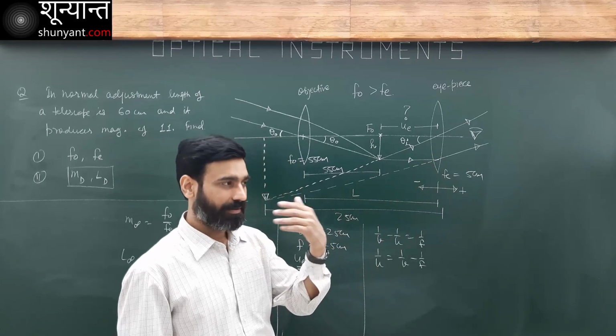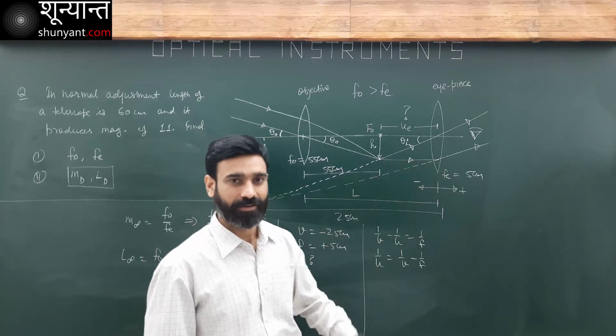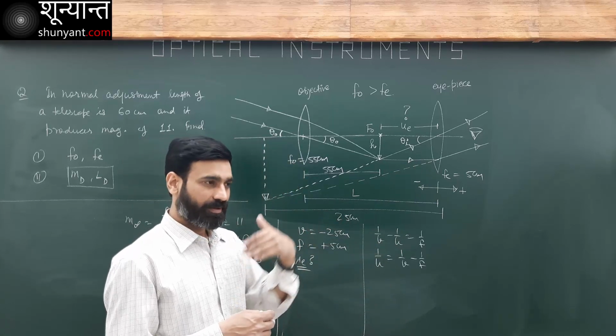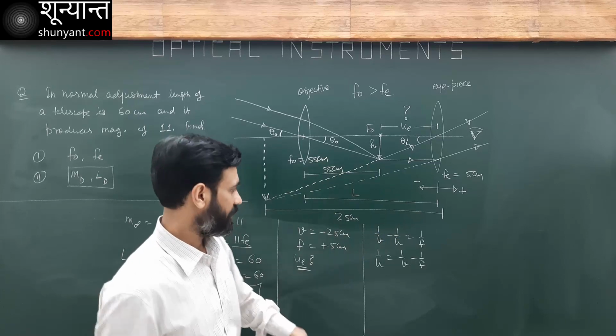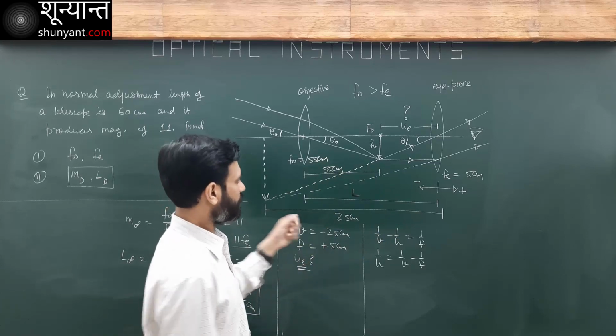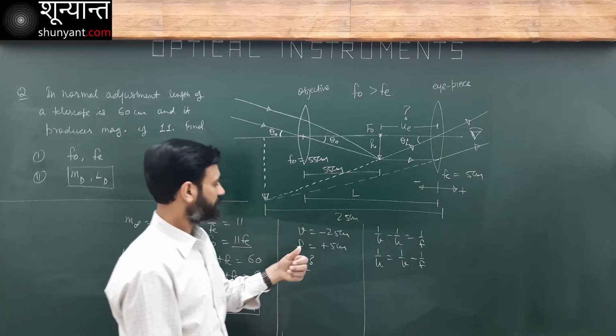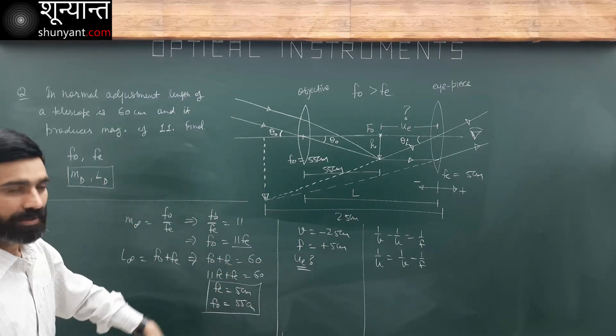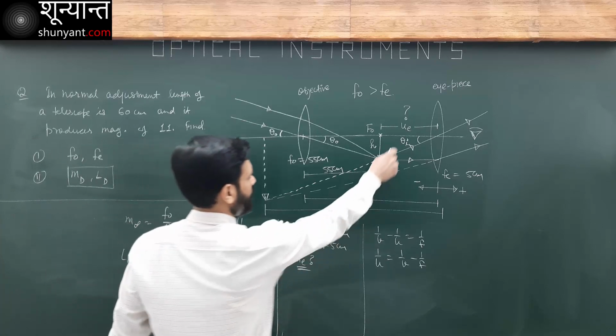Okay, I can get the image at a distance I want. Generally we adjust it either in near point adjustment or in normal adjustment. In near point adjustment, the final image is here. This is the image distance. Focal length is 5 centimeter. We already got it. And then I want to find this value here.